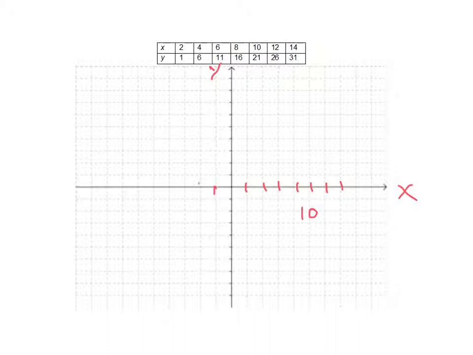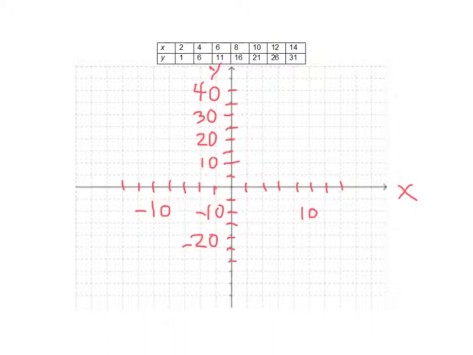And I don't have any negatives, but if I did, I would have to scale this direction the same. For my y values, go up to 31. Well, as the previous example then, it looks like 5s would work pretty well. And if I had negatives, I would scale my y-axis the same in the negative direction. Okay, so now I'll be able to fit all the data on there. Go ahead and plot those numbers. All right, let's move on to the next problem.